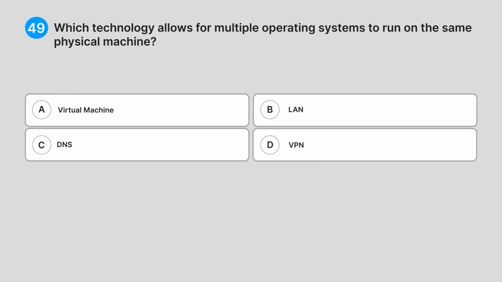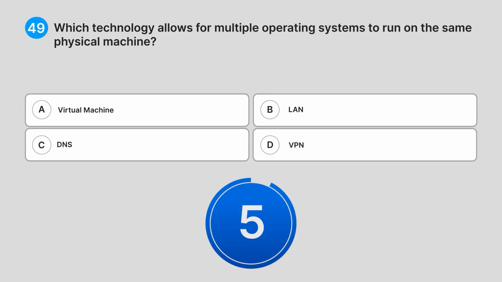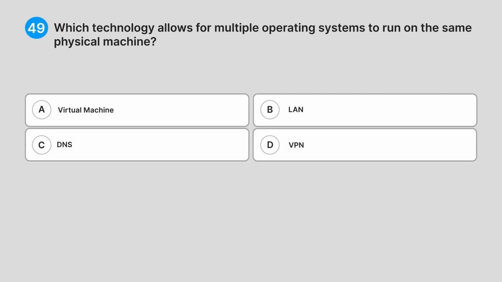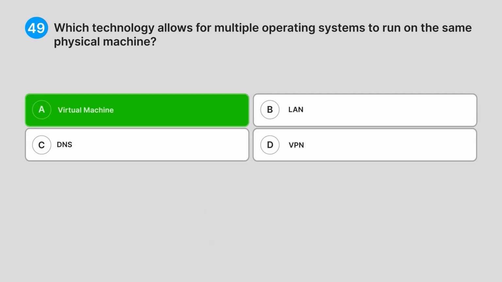49. Which technology allows for multiple operating systems to run on the same physical machine? A. Virtual machine. B. LAN. C. DNS. D. VPN. Do you know the answer? Correct answer, A. Virtual machine.